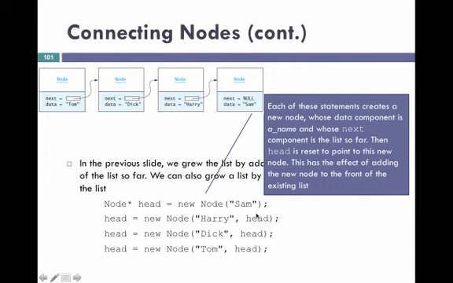Notice here, every time we construct a new node, we pass head as the second parameter, and head is going to be assigned to the field next in this node. So that's why the Harry node will refer to the list that includes Sam. Then when we get to the third one, the list with Dick at the front, or at the head of the list, will then point to the list with Harry and Sam in it. And then finally, Tom is created, and his next node points to the list with Dick, Harry, and Sam.